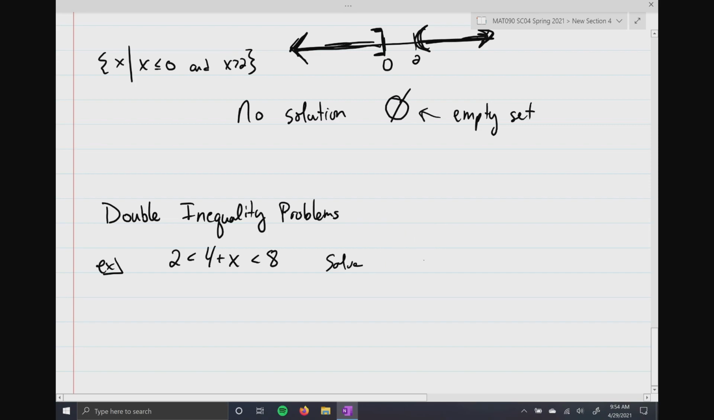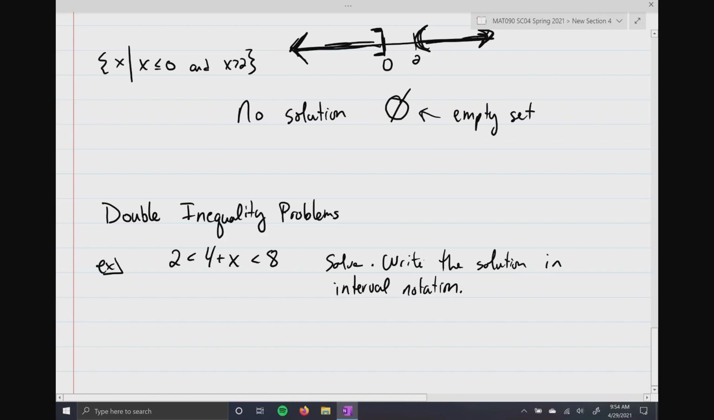Now, we can solve this and write the solution in interval notation. And you already know how to do this. I mean, you really, really do. Somebody finish this statement for me. Whatever you do to one side of the equation, you do to the other side, okay?